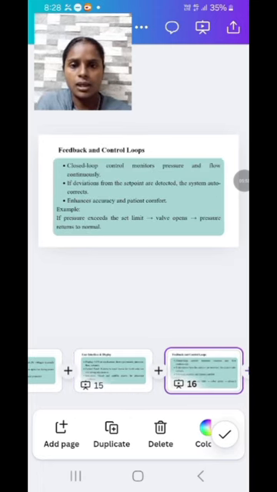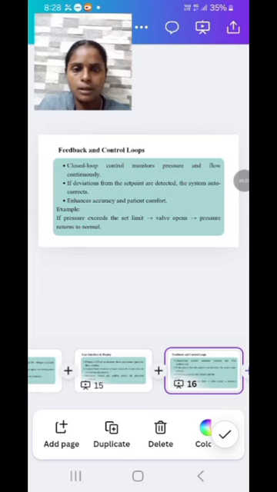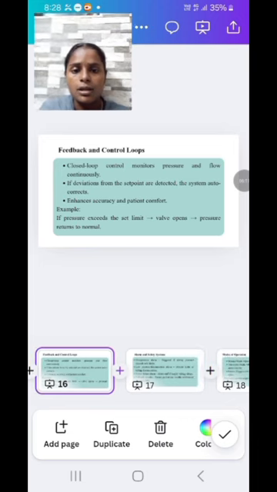Next, feedback and control loop. Closed loop control monitors pressure and flow continuously. If there is a deviation from the set point, the system autocorrects. This enhances the accuracy and patient comfort. For example, if the pressure exceeds the set limit value, valves open and the pressure returns to normal.